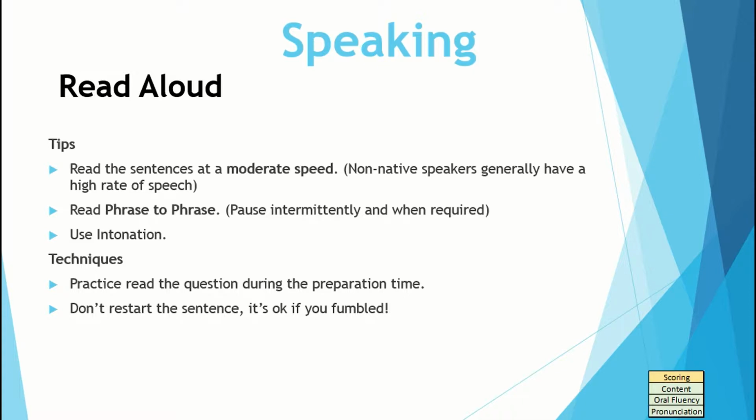We'll first start with the scoring. The scoring of your read aloud question type is based on the content. Make sure that you spell out all the words correctly in the question. Make sure you have the right oral fluency and make sure you're pronouncing it right.